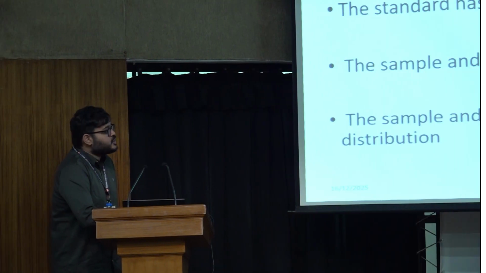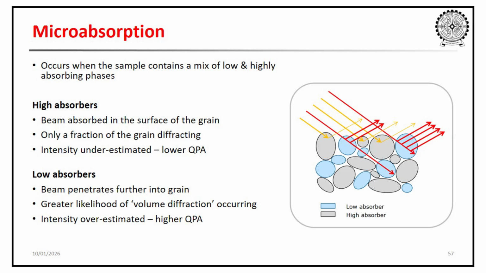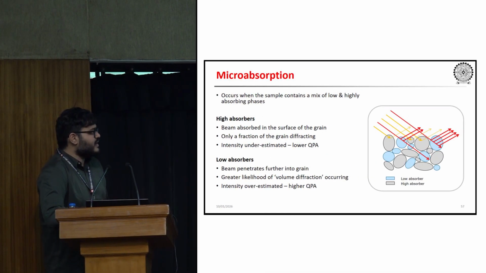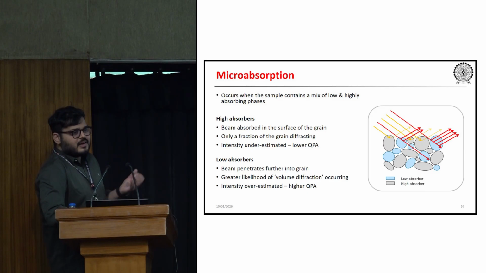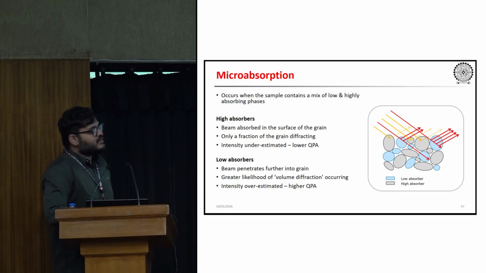Very important to ensure that the sample and the standard should have the same mass absorption coefficient, why, we will see now, and the sample and the standard should also have very similar grain size distribution. Right? Why is mass absorption or micro absorption important? Because this is the most common source of error when you're doing your internal standard method. This occurs when the sample contains a mix of low and highly absorbing phases. Some phases can absorb X-rays more efficiently. Some phases will not absorb X-rays very efficiently.